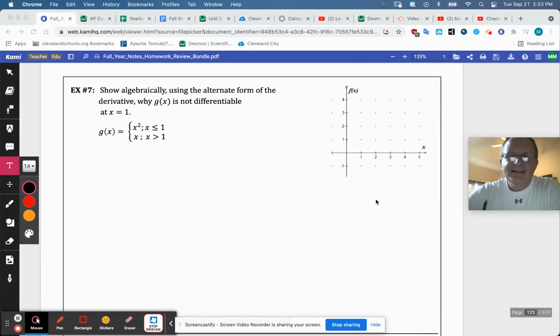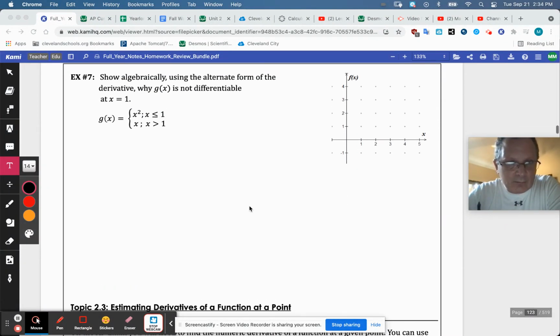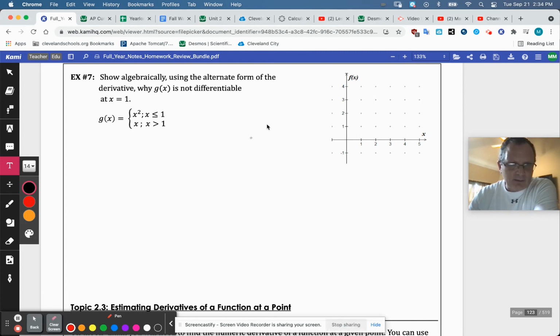Okay, example 7, and there's some work to be done here since we've got quite a space here. But it says, show algebraically, using the alternate form of the derivative, why g of x is not differentiable at x equals 1. Okay, so here's what I'm going to do. I'm just going to graph it a little bit here so we can take a look.